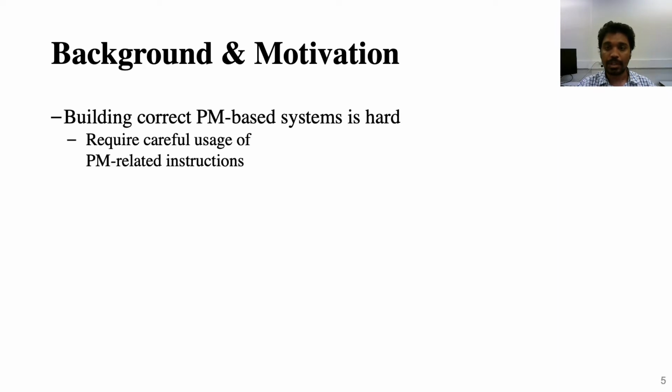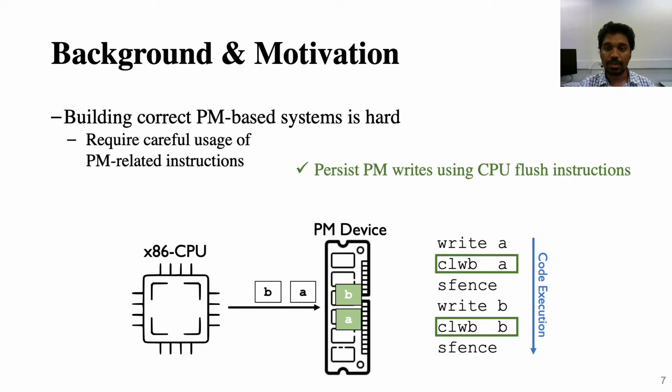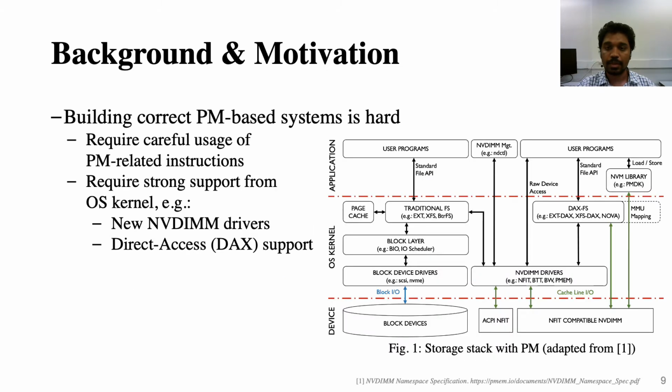Firstly, PM-related instructions must be used carefully. For example, to persist data A and B, we need to use CPU flush instructions such as CLWB. And to ensure ordering, we need to use memory fence instructions such as sfence. Moreover, it requires strong support from the kernel.